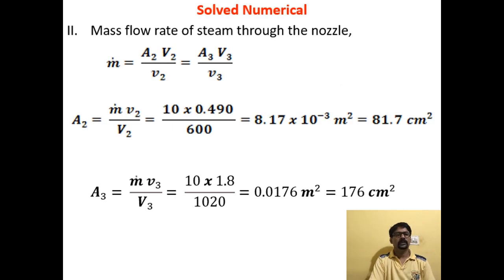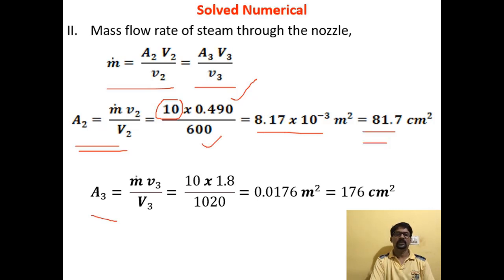So the mass flow rate of steam through the nozzle, as you know, is m dot equal to A2 V2 by small v2, which is also equal to A3 V3 by small v3. So now here our intention is to calculate area at throat as well as area at the exit. So area at throat A2 is equal to m dot into small v2 divided by capital V2. So 10 into 0.49 divided by 600, as mass flow rate is given as 10 kg per second. So you'll get it as 8.17 into 10 to the power minus 3 meter square or 81.7 centimeter square.